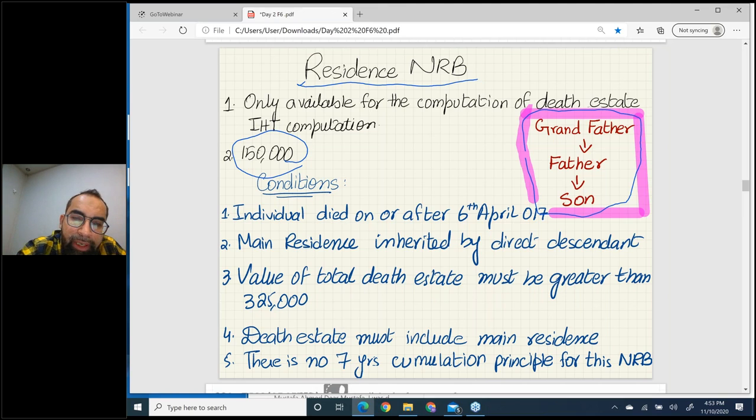The value of the total death estate must be greater than 325,000. This is one more condition. If you want to use this residence NRB, your total death estate must be greater than 325,000. One more thing, your death estate must include the main residence. Your main residence must be part of the death estate. And one extra point, even though it is not written in the article, this is a mistake people make: there is no 7-year accumulation principle for this NRB. The 7-year accumulation principle is only applicable for the normal NRB, not for this NRB, my dear students.